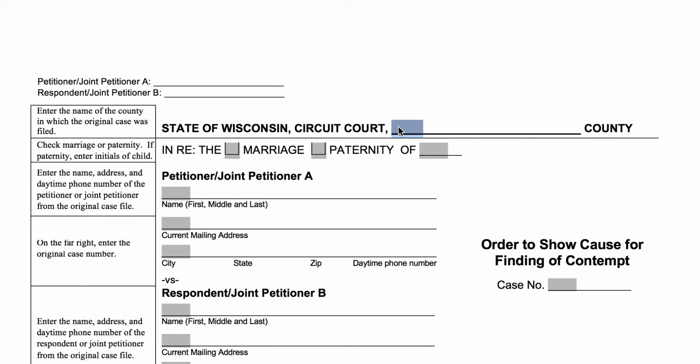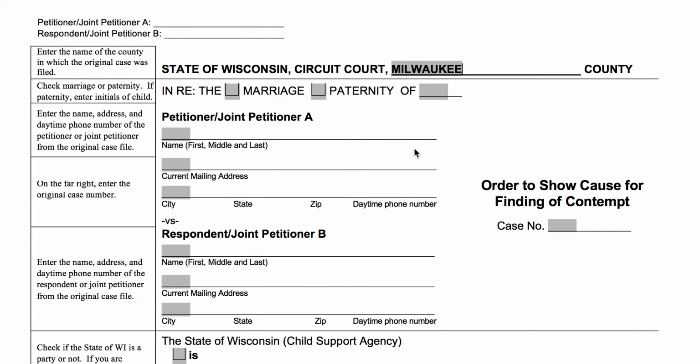So here you're going to put the county where your case is located. For most of the MJC cases we deal with, that's Milwaukee, but if your case is in a different county, you'll put in your county's name. And then here you will check marriage if your original underlying case, so the case where the order that you are trying to enforce is a divorce case. If your case is any other kind of case, so if it's a child support case, a support and maintenance case, a paternity case, then you will check paternity of, and you'll put your child's initials here.